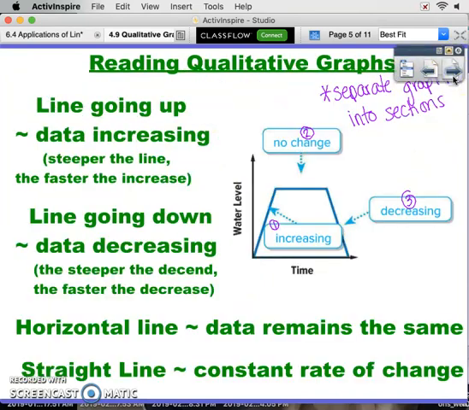All right. So just to start, reading a qualitative graph. Every time it changes, it's going to have a new type. So you're going to first cut it into sections.